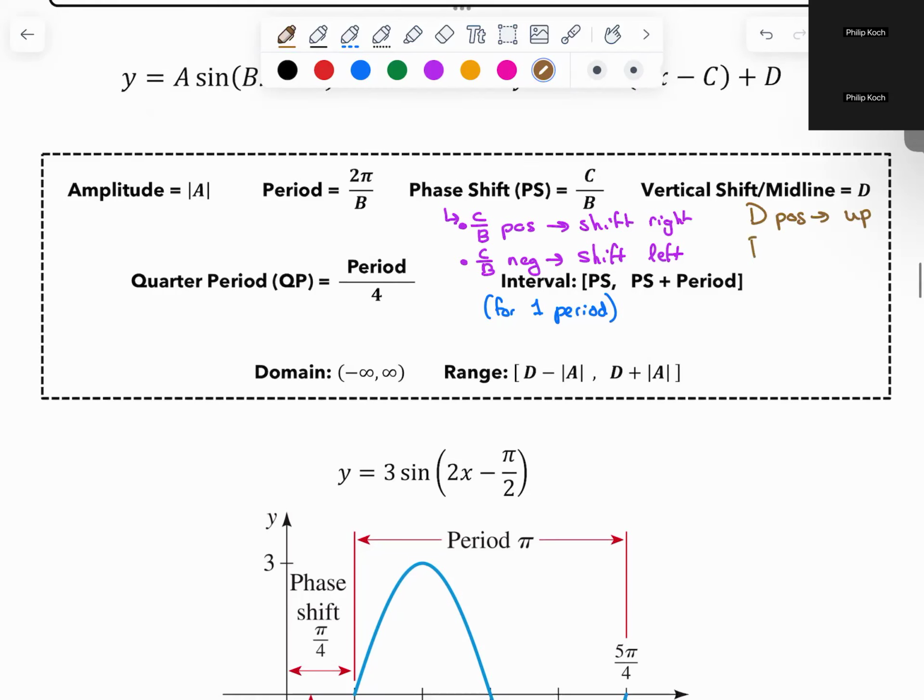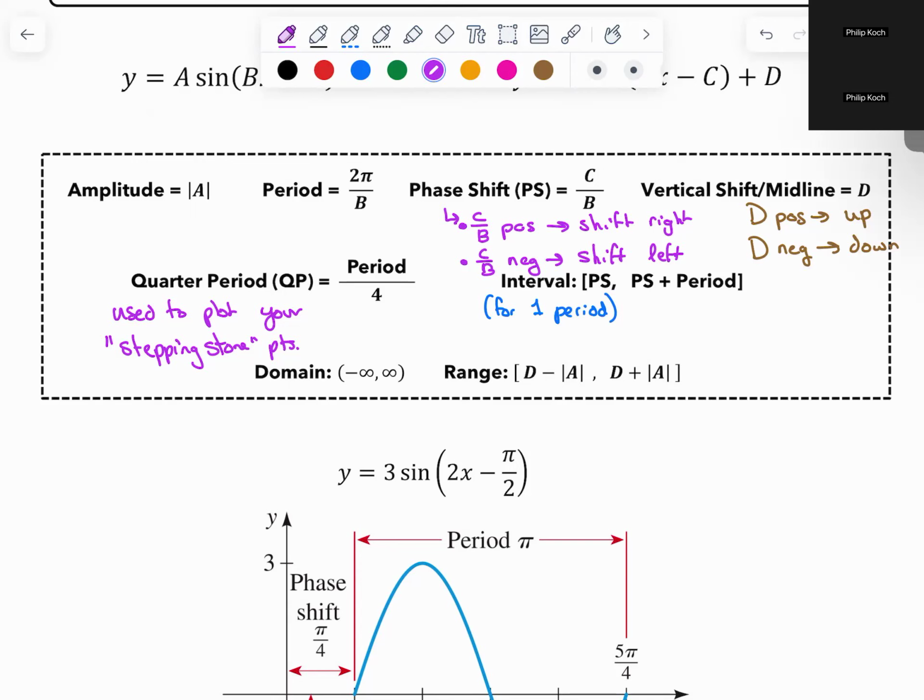You're going up, and D negative, you're going to go down. And the quarter period is going to be used to plot your quote unquote stepping stone points. The quarter period is going to allow you to graph your stepping stones. And I'll explain that in a second.